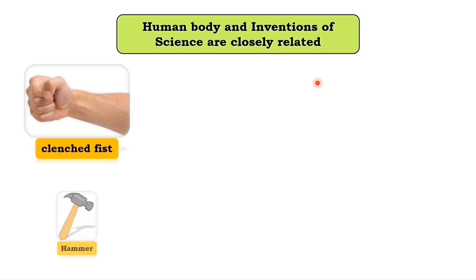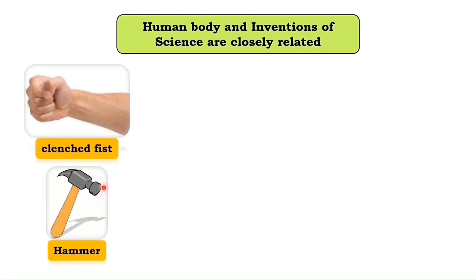For example, our clenched fist and hammer, they both are similar. Because with our clenched fist we can hit something, right? Similarly, hammer is a tool which is used to hit nails into a piece of wood or a wall. Even it is used to break things into pieces. So this is how they both are similar.